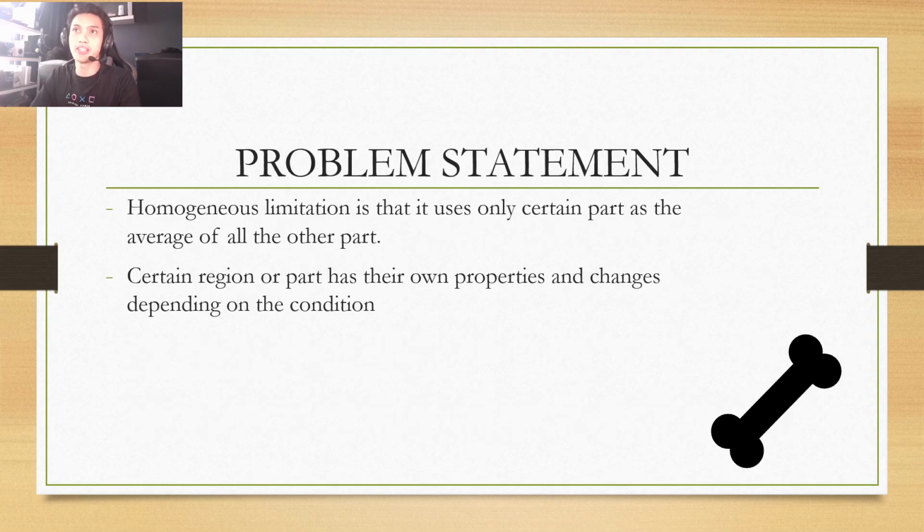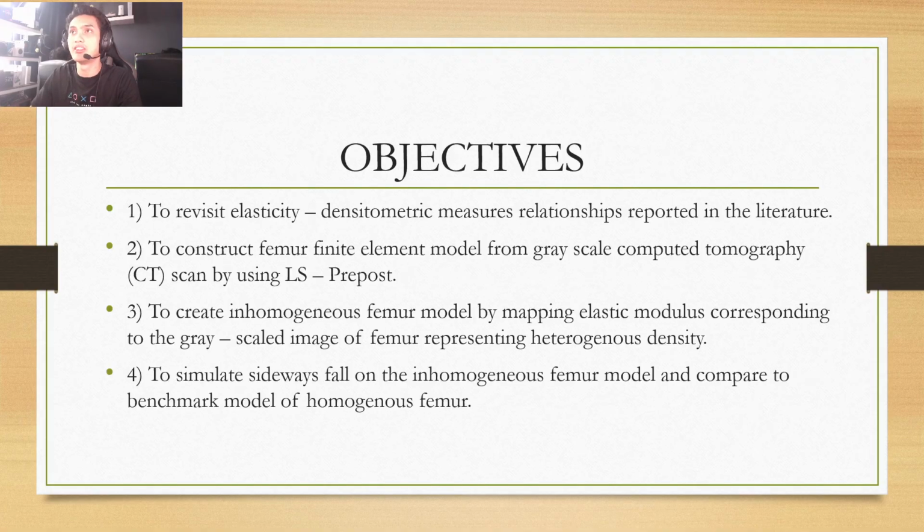The problem statement is about limitation. The homogeneous limitation is that it uses only a certain part as an average of all other parts, which means they only use one part to cover up all the other parts. The second one is that certain regions of the bone have different properties and change depending on the condition. So that is the problem statement.